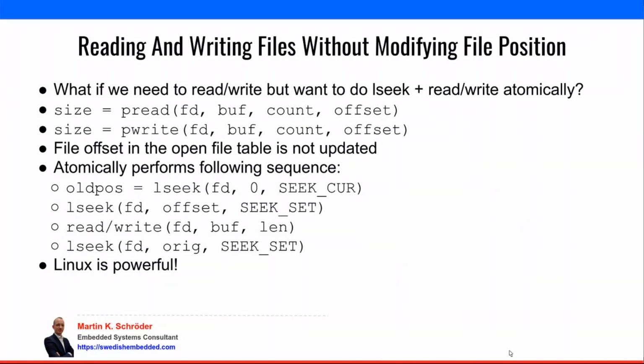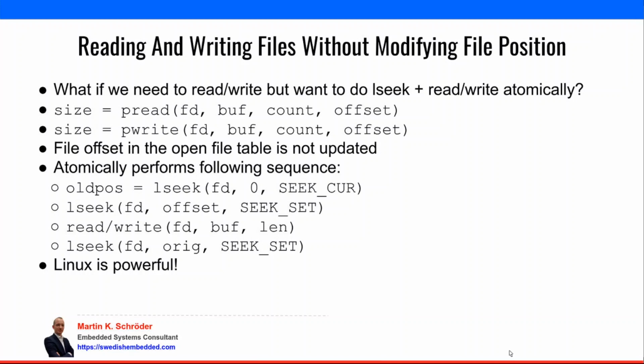For that purpose, we have the atomic versions of these functions, which are called pread and pwrite. These functions take an extra offset at the end, which specifies where we want to read or write. The count is the same as for normal read and write. The only difference is the extra offset, which specifies where we want to do the read or write.